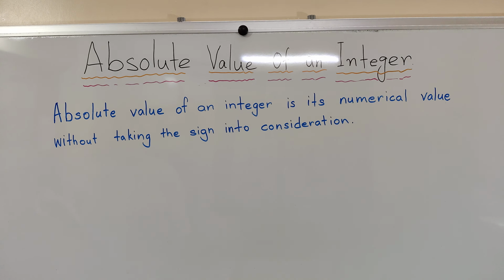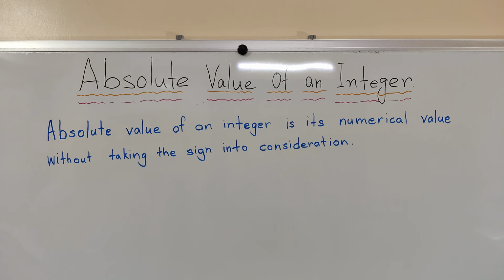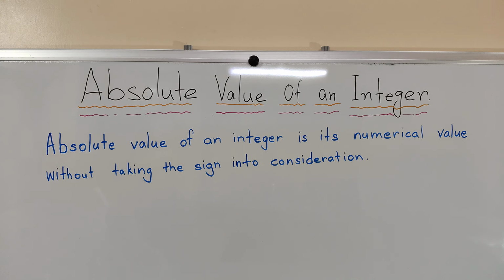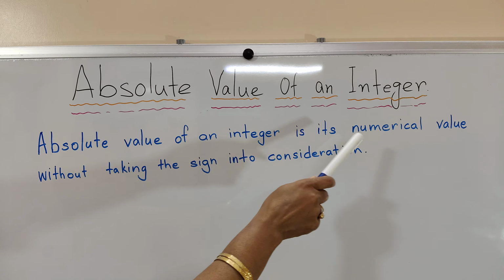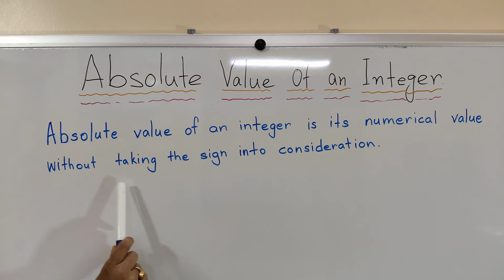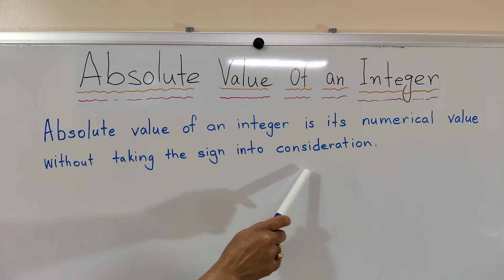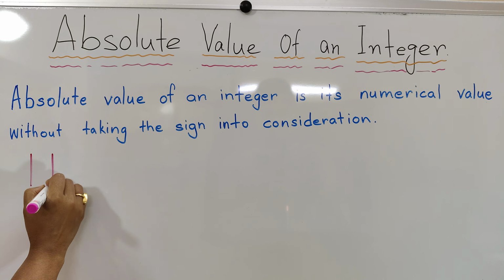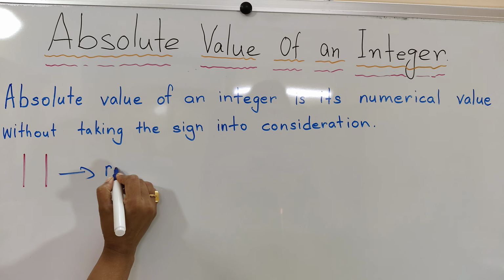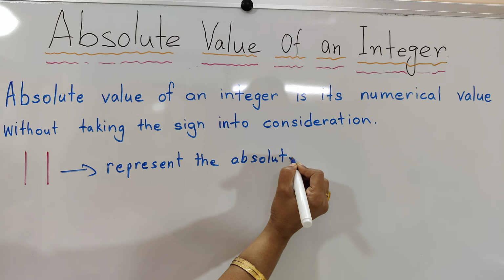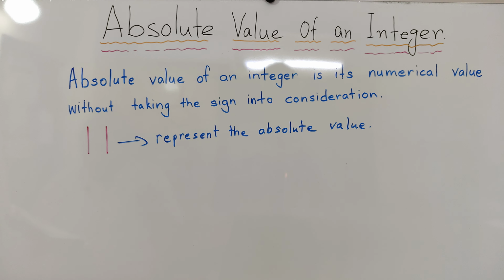Today we will learn the absolute value of an integer. So what is the absolute value of an integer? Absolute value of an integer is its numerical value without taking the sign into consideration. Two vertical bars represent the absolute value. Let's do a few examples.